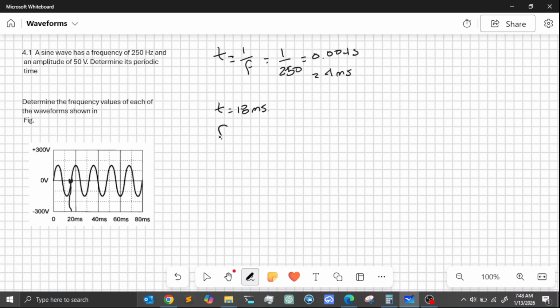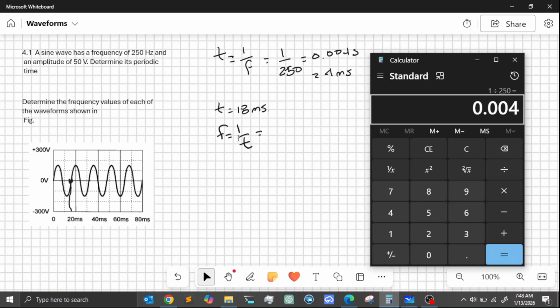And I need to calculate the frequency. So frequency is 1 over the period. 1 over 0.018, and that is roughly 55.5 hertz.